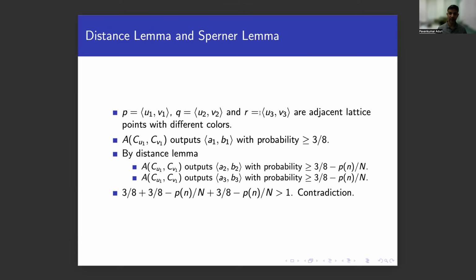Again, that's because the lattice point R is close to P, and my distance lemma says that the output probabilities must be close. So which means my A must output A1, B1 with probability at least 3/8, A2, B2 with probability close to 3/8, and A3, B3 with probability close to 3/8. But if I sum up all these probabilities, we get a value that's bigger than 1. So that's the contradiction. So this shows that A does not have a 2 pseudo-deterministic algorithm.